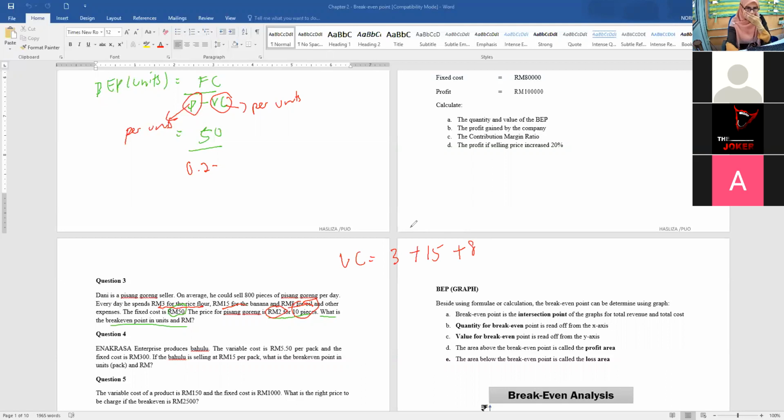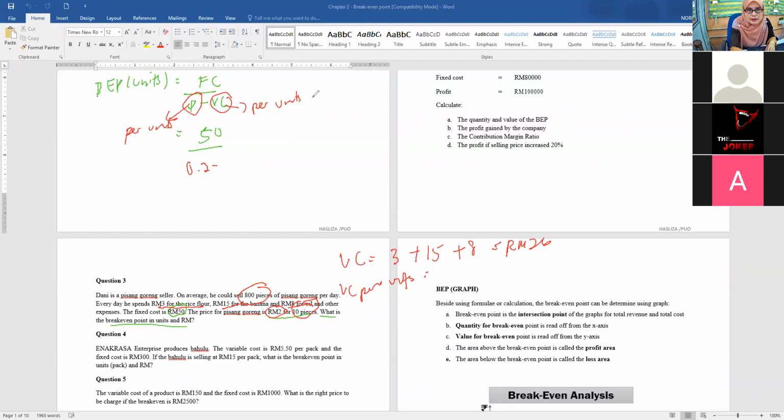Betul ke? Ini adalah variable cost dia. Maksudnya cost berubah. Okay. Ini adalah variable cost untuk 800 pieces yang dia jual. So variable cost per unit berapa? 26. Okay, RM26 ni adalah variable cost bila dia jual 800 pisang goreng.